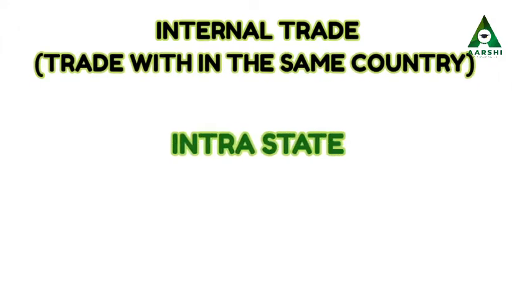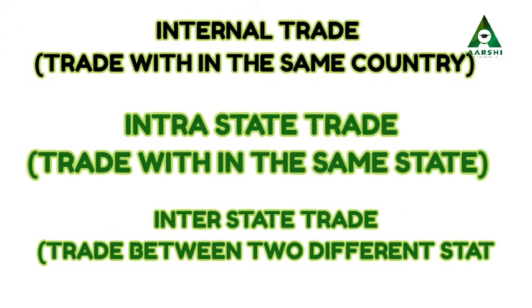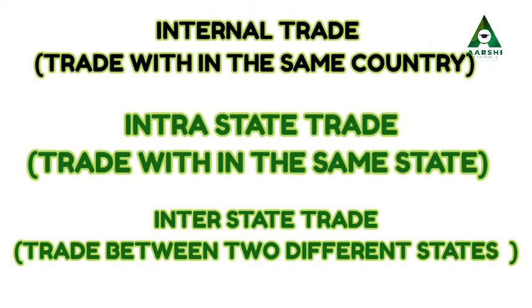So, let's have a quick recap. Internal trade means where trade activity conducted within the country. It will be regarded as internal trade. Internal trade is otherwise known as home trade. Thereafter, this internal trade may be intrastate trade or interstate trade. So, intrastate trade means what? Where trade activity conducted within the same state. It will be regarded as intrastate trade. Now, interstate trade means what? Where trade activity conducted within two different states, but within the boundary of the country, it will be regarded as interstate trade.